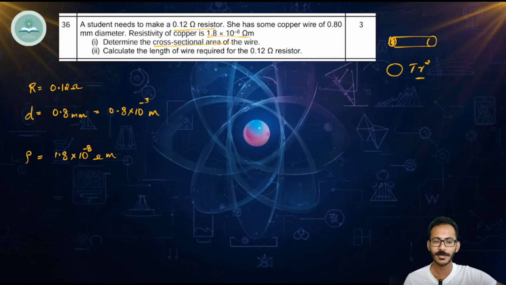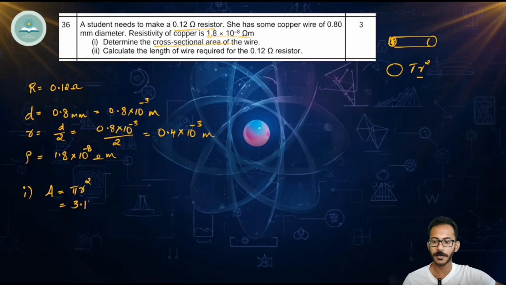Now we'll go to the first question. Determine the cross-sectional area of the wire. So cross-sectional area, area is equal to pi r square. That is equal to 3.14 into r. R is 0.4 into 10 raised to minus 3 whole square. Now that is equal to 3.14 into 0.4 whole square. 4 4s are 16. So it is 0.16 into 10 raised to minus 3 whole raised to 2. So we have to multiply 3 and 2. We'll get 10 raised to minus 6.